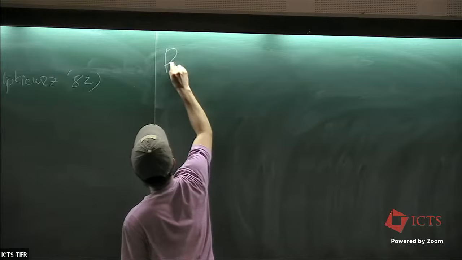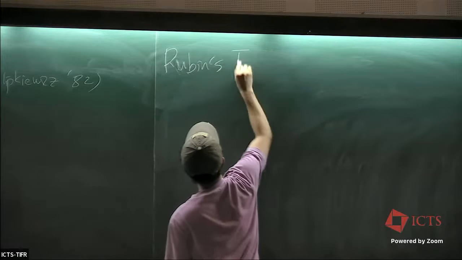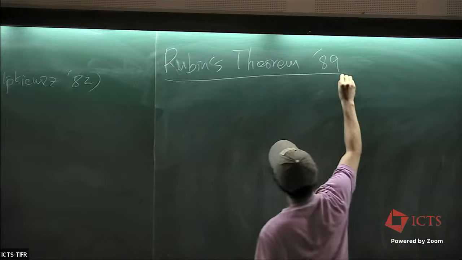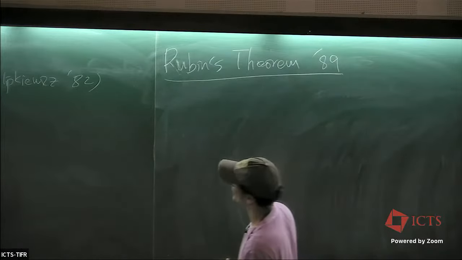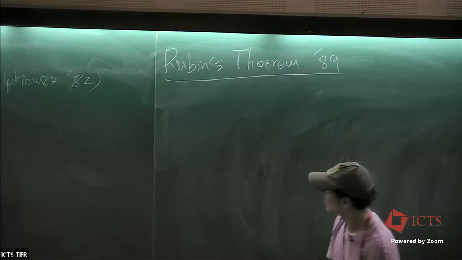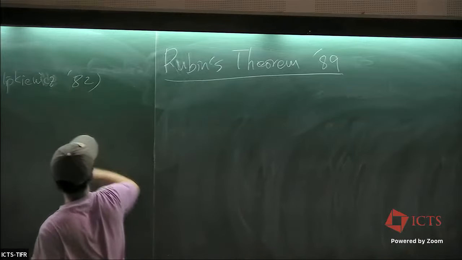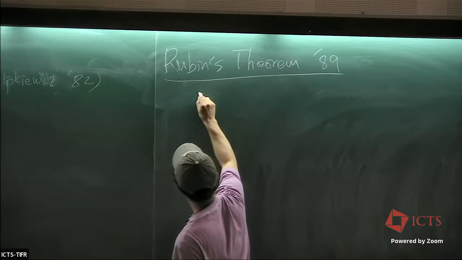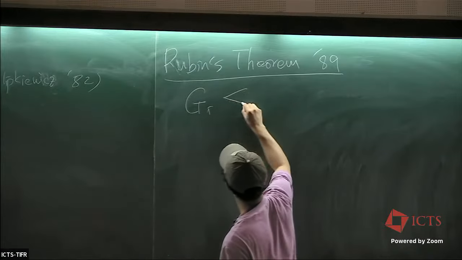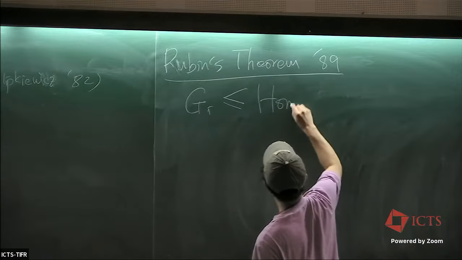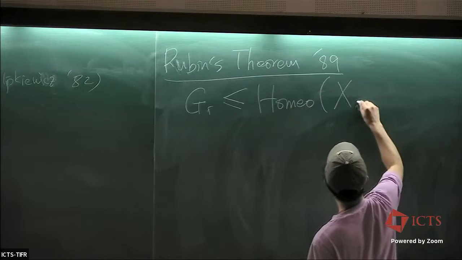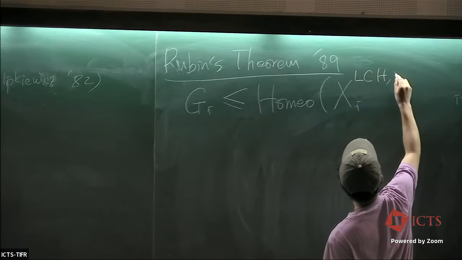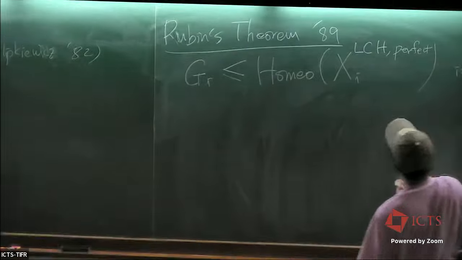So one is Rubin's theorem. It was published in 1989, but apparently at least the existence of this theorem was mentioned in Filipkiewicz's theorem. So what is it? It says that if you have an isomorphism between, say, you have homeomorphism groups G0 and G1 in the homeomorphism group of X_i, where i is 0 and 1, and X_i is locally compact Hausdorff and perfect. Perfect simply means no isolated points.